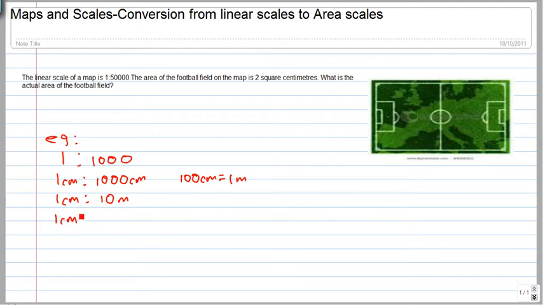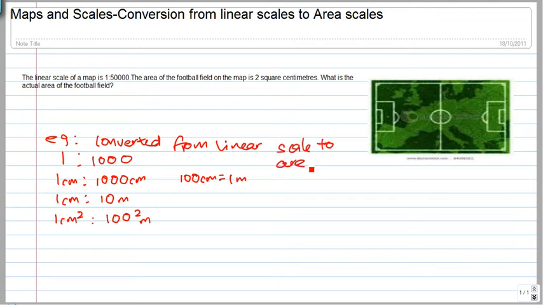Okay, and what I can do is square both sides. I square 1 centimeter, I get 1 square centimeter. Here I get 100 square meters. Alright, so what I've just done is I've converted from linear scale to area scale. Okay, so the moment I have the linear scale, all I have to do is square it, and then I will get the area scale.